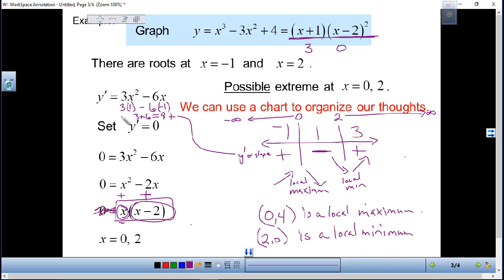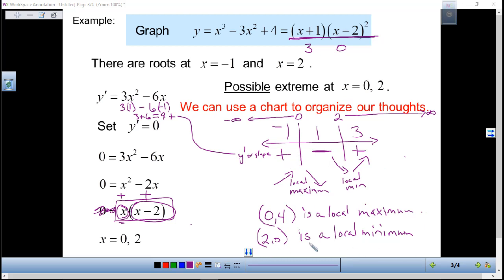So we found all that just by analyzing the derivative of this thing and using a chart. Now, once again, let me refresh your memory here. If you're asked to justify maximums and minimums on the AP exam free response questions, this thing right here is not enough. You have to be able to tell them why. So you would say (0, 4) is a local maximum since y prime equals 0 at 0 and y prime changes from positive to negative there.